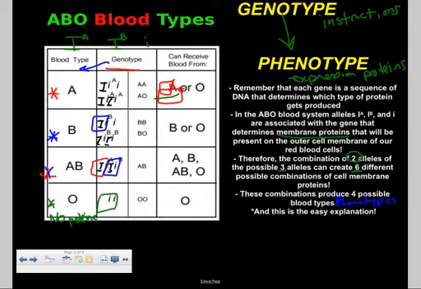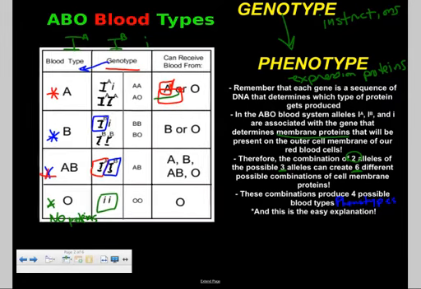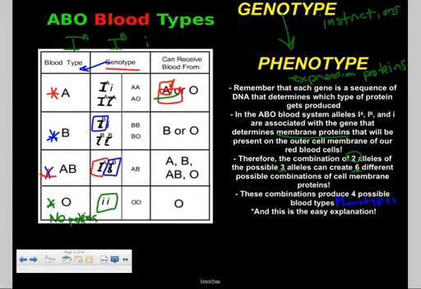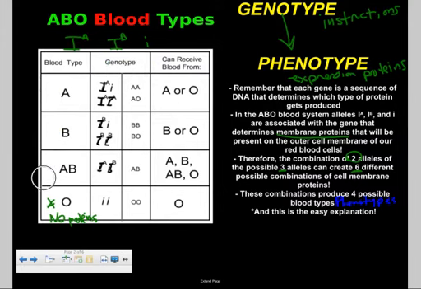Okay, so we can only ever inherit two alleles, but because there are three potential alleles in this multiple allele system, it gives us a variety of genotypes. In fact, there are 6 possible genotypes. That gives us the combination of potentially 4 phenotypes: type A, type B, type AB, and then of course type O, which means no proteins.